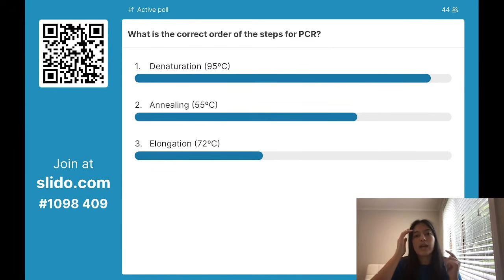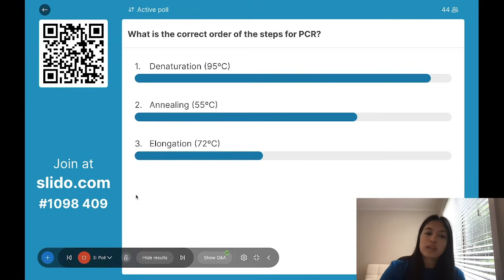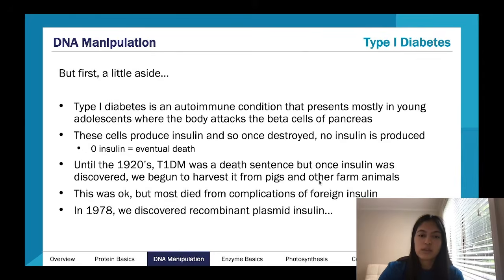Think of, yes, Taq polymerase. It works really well under heat. This is a good temperature for it to work nice and fast. Think about that with the processes of PCR, and that'll aid your understanding and give you a much deeper understanding than just rote memorizing, okay, 95, 55, 72, and trying to remember it like that.